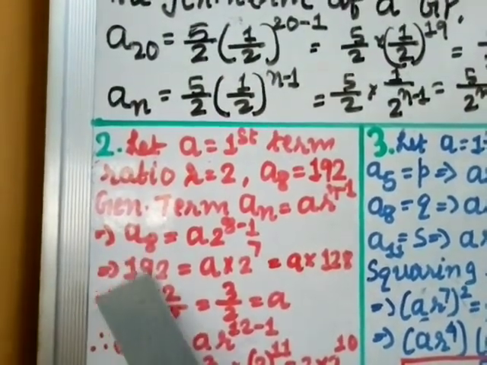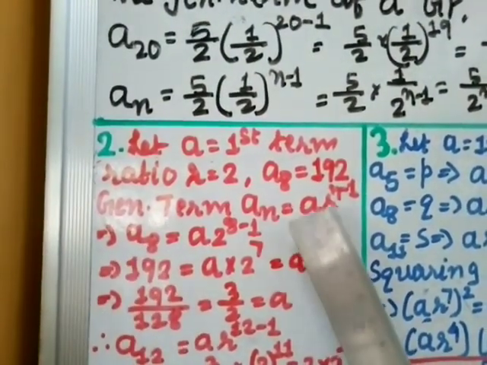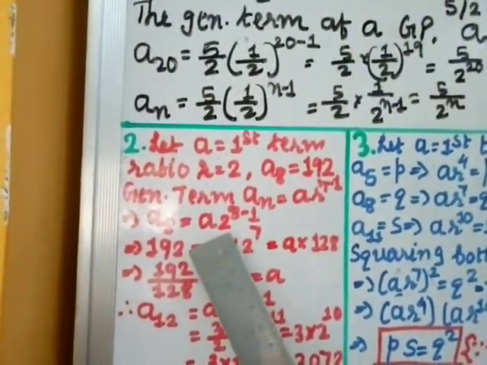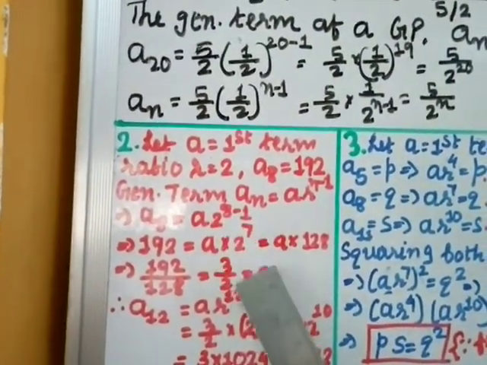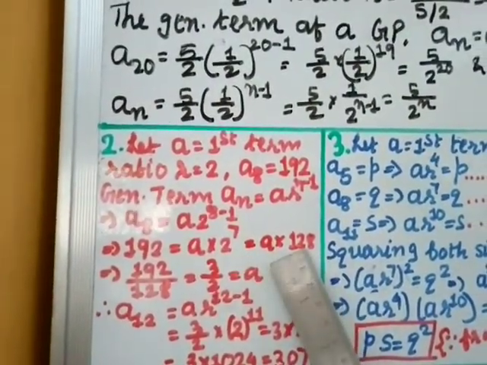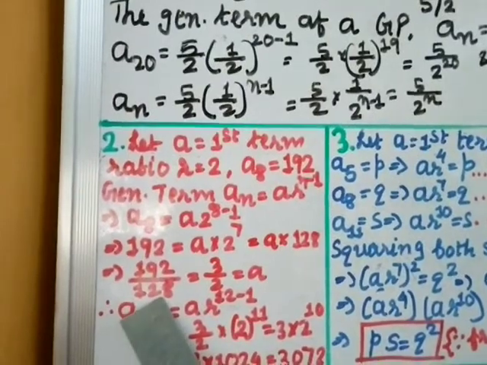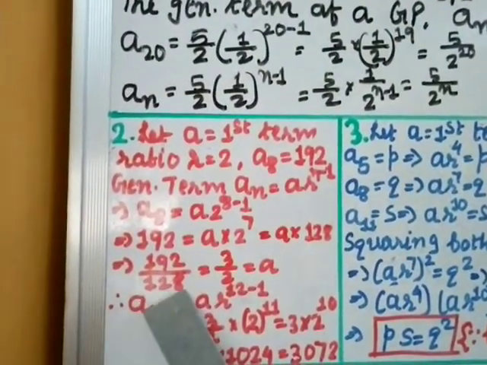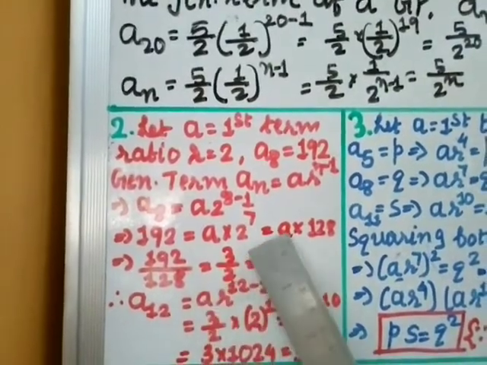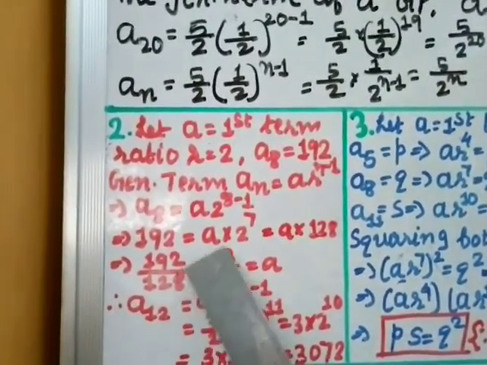So here the 8th term is given to you as 192. Place the value: 192 equals A as it is, and 2 power 8 minus 1 is 2 power 7. 2 power 7 is 128. This 128 transfers over here, and it will go in the denominator. So 192 by 128, and if you divide you get the value as 3 by 2, and this is the value of A. So the A value is 3 by 2.